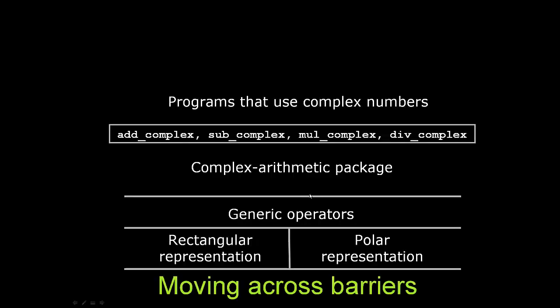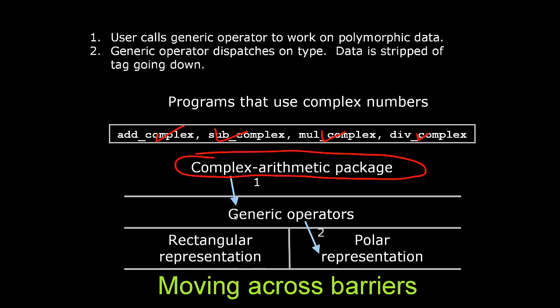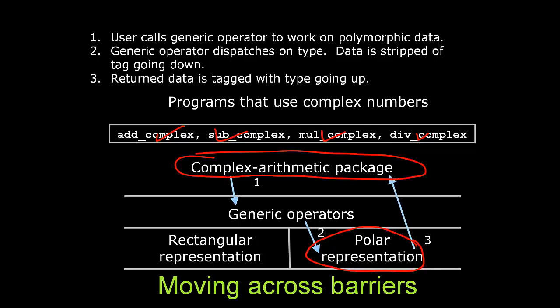Let me show you how we move across the various abstraction layers, from the complex arithmetic package. So these are all the add, subtract, mul, and divide. You go down to the generic operator layer. The generic operator will basically check on the data type, and depending on the data type, it will go either to the rectangular or the polar representation. The polar representation side, over here, has its own set of functions that will take care of the operations. And before that, the tags are stripped. Then after that is done, the data will be returned up to the complex arithmetic package.